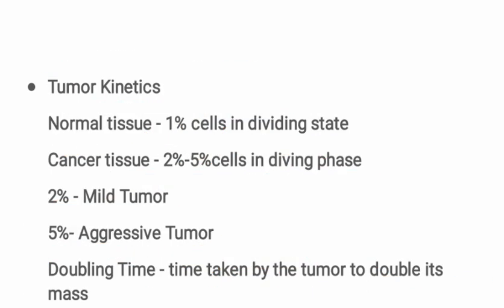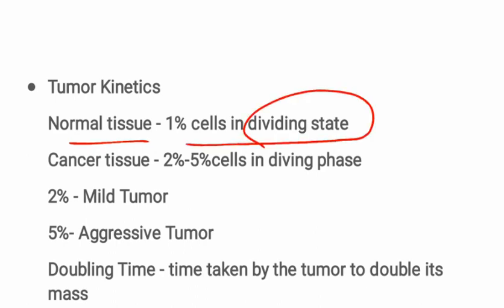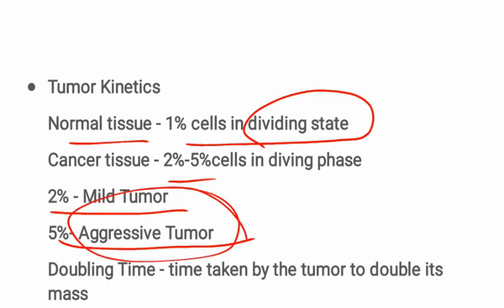Next we will see the tumor kinetics, that is speed of multiplication. So in a normal tissue, only 1% of cells are in the dividing state, but in a cancerous tissue, 2 to 5% of cells are in the dividing phase. So these numbers will help us to differentiate whether the tumor is in its mild state or in its aggressive state. If 2% of cells are in the dividing state, then it is a mild tumor. If 5% of cells are in the dividing stage, then it is an aggressive tumor, right?